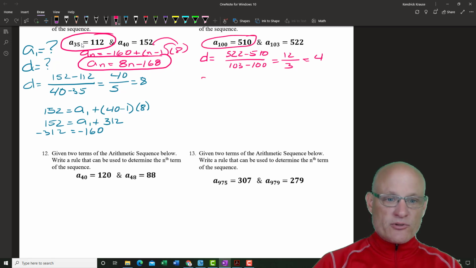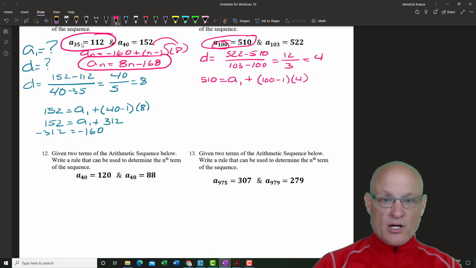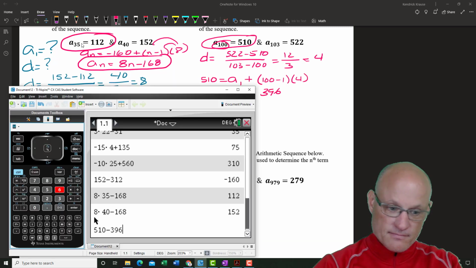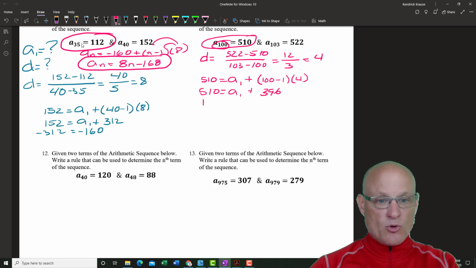I'm going to use this one. So a sub n, which is 510. We're going to use that formula. I just erased it. We don't know a sub 1 plus n minus 1, so our n in this case is 100. 100 minus 1 times 4. Well, 100 times 4 is 400, so this would be 396. We'll subtract the 396, and we get 114. So a sub 1 equals 114.